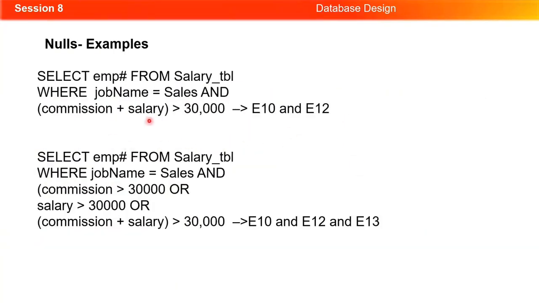Some examples here. So we are running this query and we're saying select all the employee numbers from the salary table where the job name column equals sales and commission is greater than 30,000.